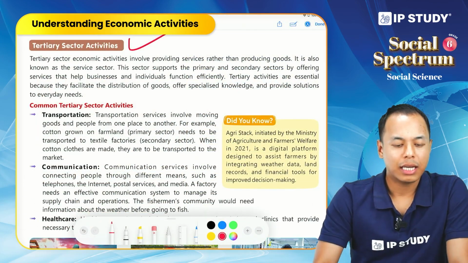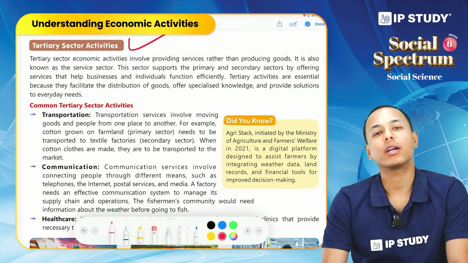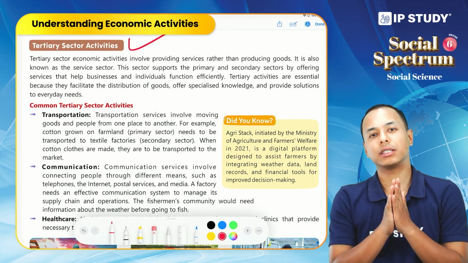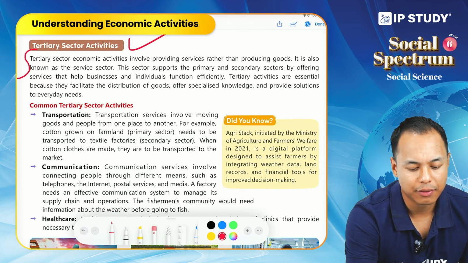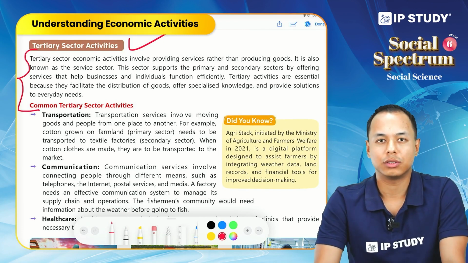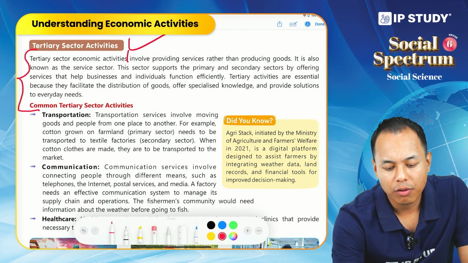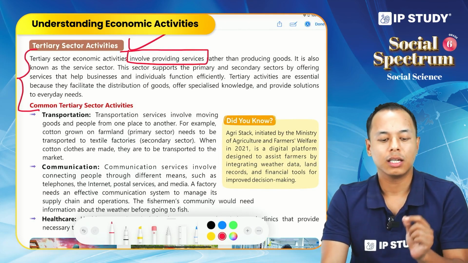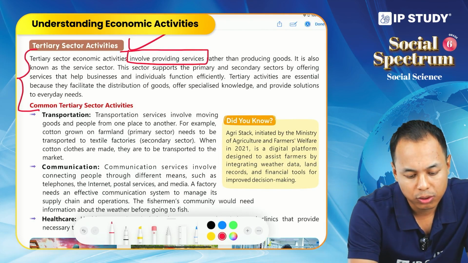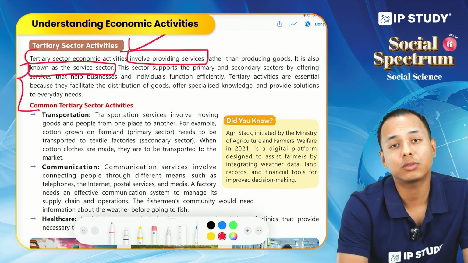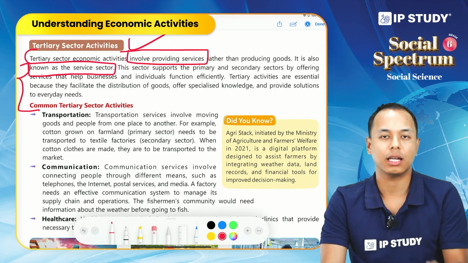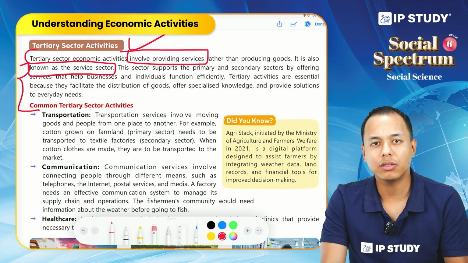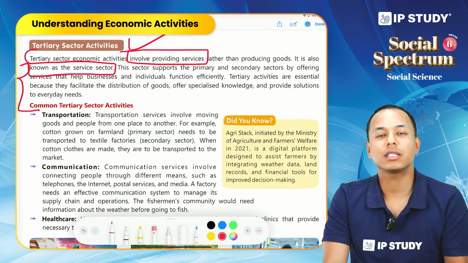So now let us discuss tertiary sector activities. What are tertiary sector activities? We have to understand one thing: in tertiary sector activities, there is no production of goods. It only involves providing services. It is for this reason that tertiary sector activities are also called the service sector. Only services are being provided.